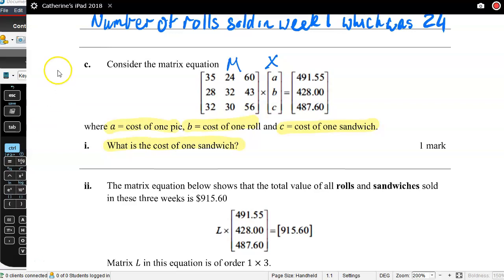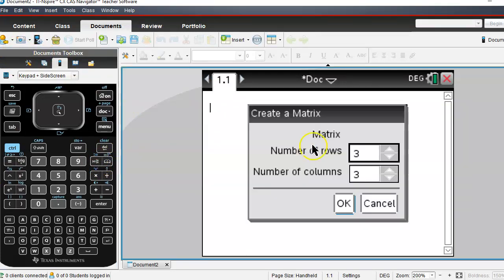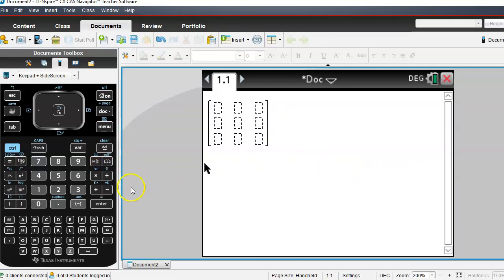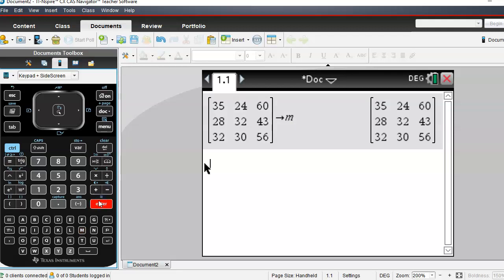We are going to use our matrix knowledge. Okay, I'm going to make it 3 by 3, okay. Put them in, 35, tab, 24, tab, 60, tab. I'm going to put it all into my CAS calculator so I can do my calculations on it. I don't know how to do an inverse of a 3 by 3 matrix by hand. It's something you don't need to know how to do by hand. It's something we can just do on our CAS calculator.